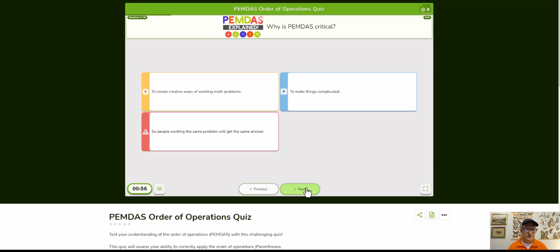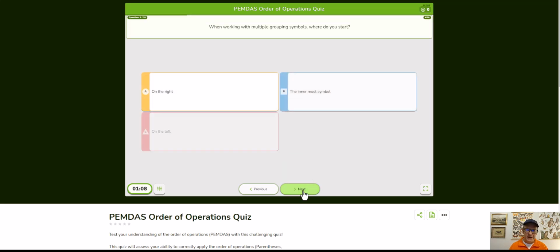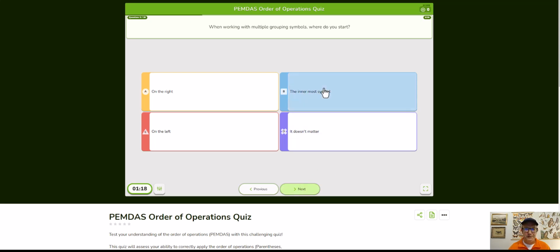So why is PEMDAS critical? Well, it's critical because we want to make sure that we get the right answer. So the same people working the same problem are going to get the same answer, which is the beauty of mathematics. There's always a right answer. So when working with multiple grouping symbols, where do we start? The lesson said start with the innermost symbol. So notice the first questions here, they're just reviewing the concepts, the rules, the things that we must know in order to be successful. Then we get into solving problems.